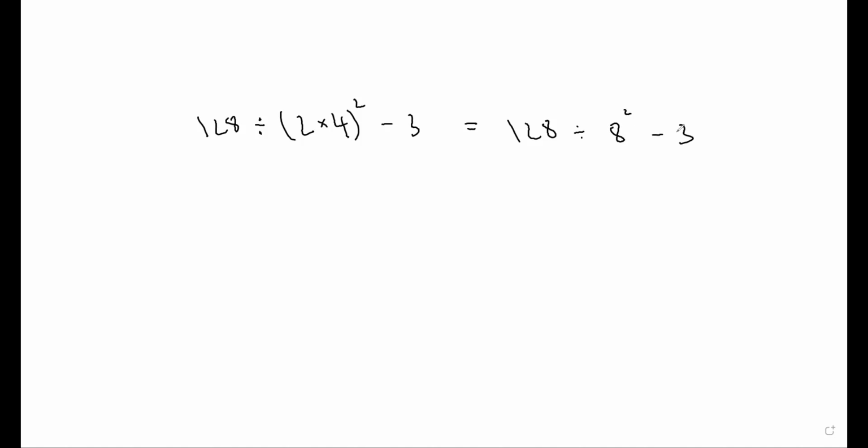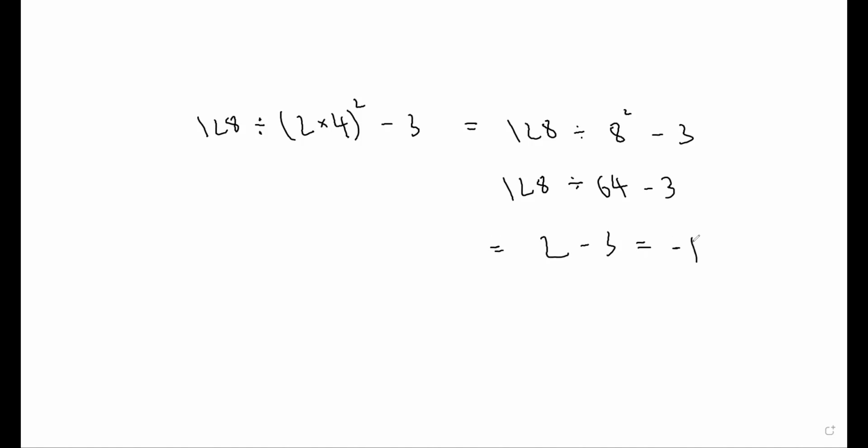So brackets, no more brackets. Exponents, okay, we got to do the exponent. So 8 raised to the 2 is 8 times 8. So it's 64. Again, remember, it's the number times itself. So that's 128 divided by 64 minus 3. And now BEDMAS, division, and then we do the subtraction. So 128 divided by 64 is 2. And then 2 minus 3 gives you minus 1.